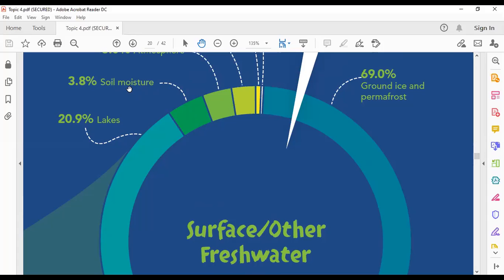Moisture has the same meaning as wet. Inside soil there is water. The total amount of water in soil all over the earth makes up 3.8% of all water on earth, found in the soil as soil moisture. So soil is not completely dry. If you take a sample of soil to the laboratory and test it, you can find water inside the soil. It's called soil moisture.